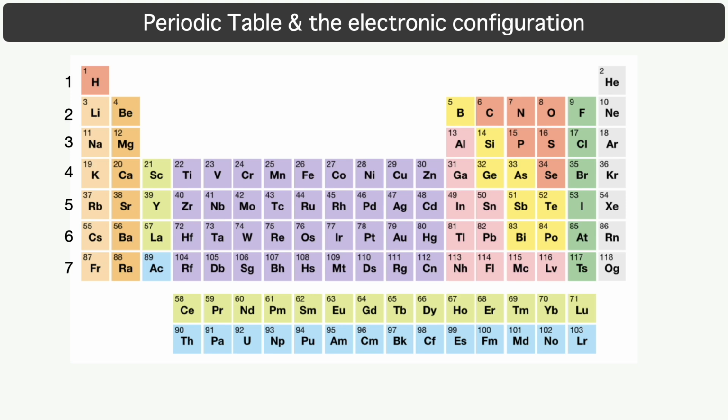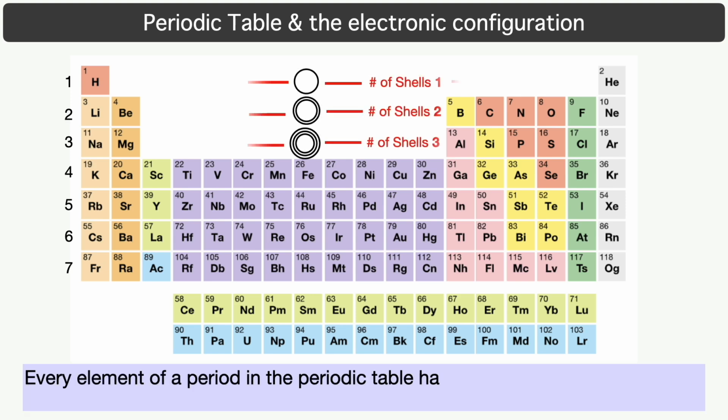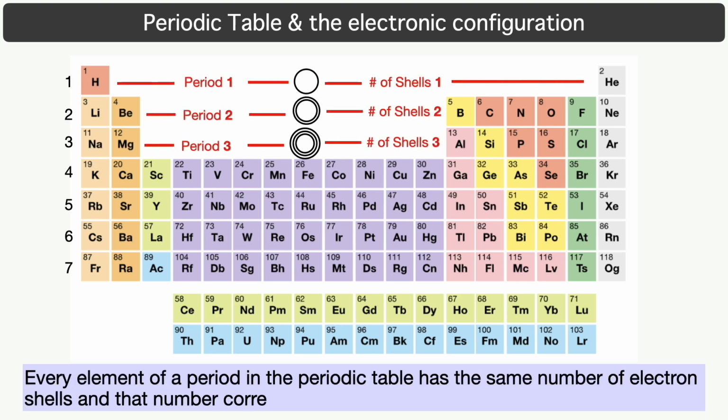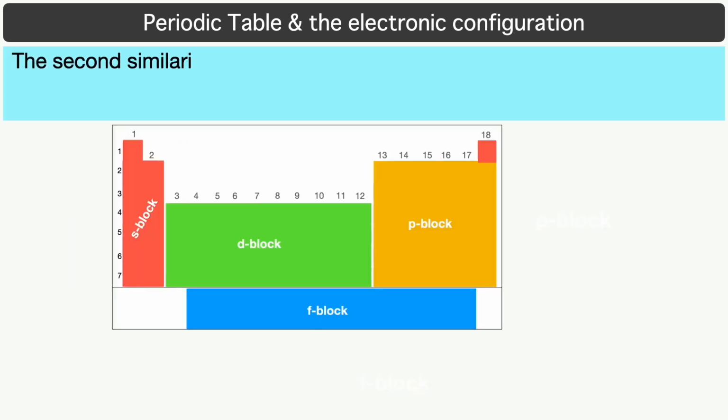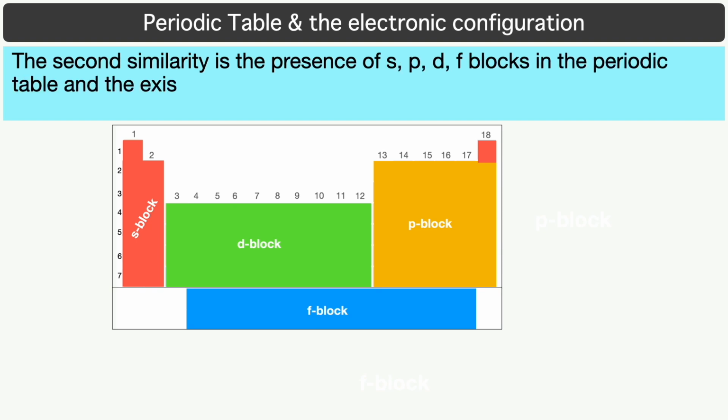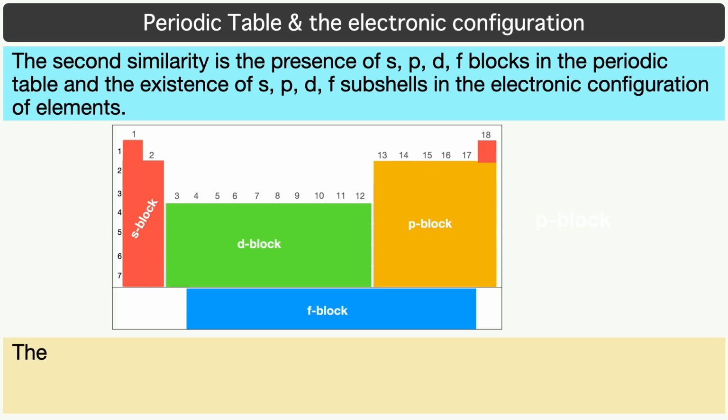First of all, every element of a period in the periodic table has the same number of electron shells, and that number corresponds to the period number. The second similarity is the presence of SPDF blocks in the periodic table and the existence of SPDF subshells in the electronic configuration of elements.